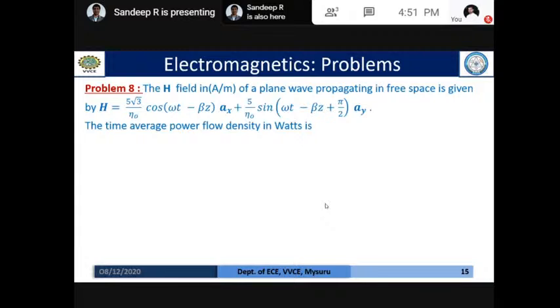Coming to the next one, here vector H is given. It is in amperes per meter. The H field in ampere per meter of a plane wave propagating in free space is given by vector H is equal to 5 root 3 divided by eta naught cos of omega t minus beta z ax cap plus 5 by eta naught sine of omega t minus beta z plus pi by 2 ay cap. You have to calculate the power here. The time average power flow density in watts is, the 4 options are given. So let us see how to calculate the answer for this.